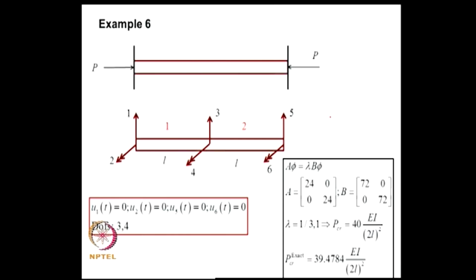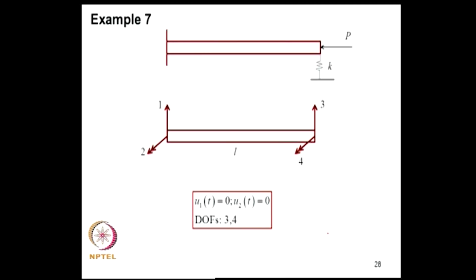Some more examples. Suppose we have encastered beams, I take 2 elements and introduce a node at the midspan, and here again we can perform the analysis, and I get 40 EI by 2L square as against 39.4784. These are some simple examples that you can run through and convince yourself that these steps are correct.